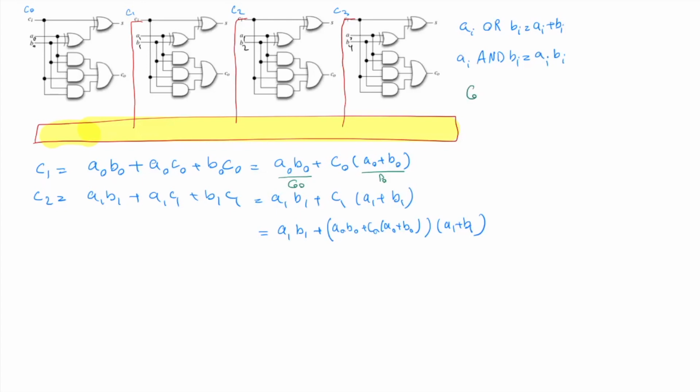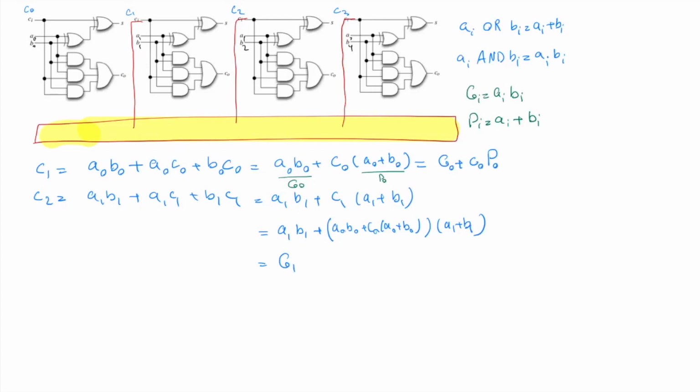So let's just call Gi is Ai AND Bi, and Pi is Ai OR Bi. These are just a definition. So with that definition, I can write C1 now a little bit more neatly as G0 plus C0 P0. Alright, so my notation became a little bit neater, and I can do the same thing here.